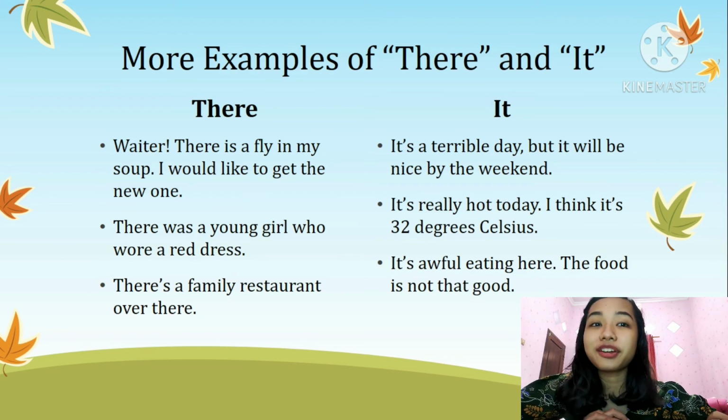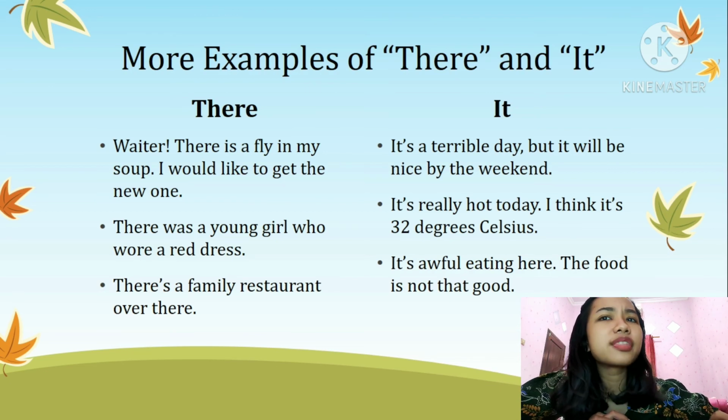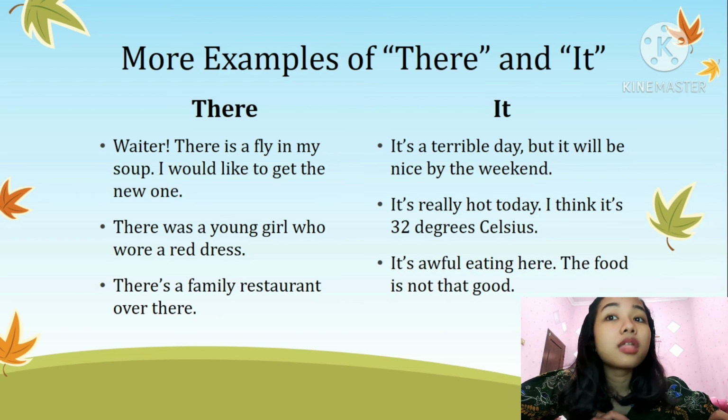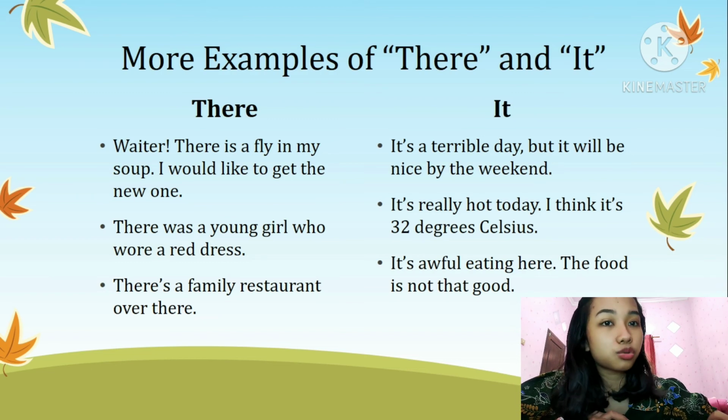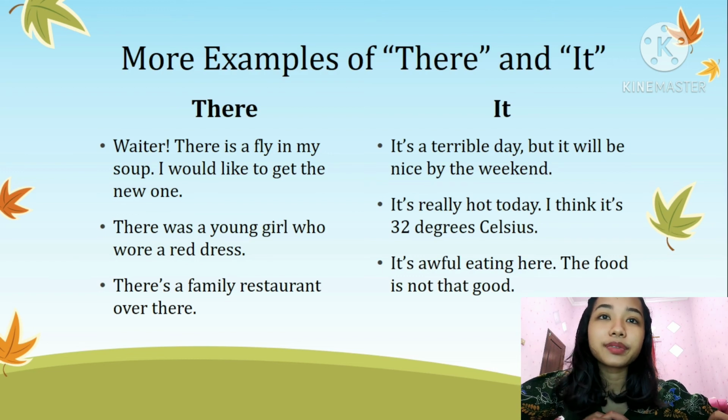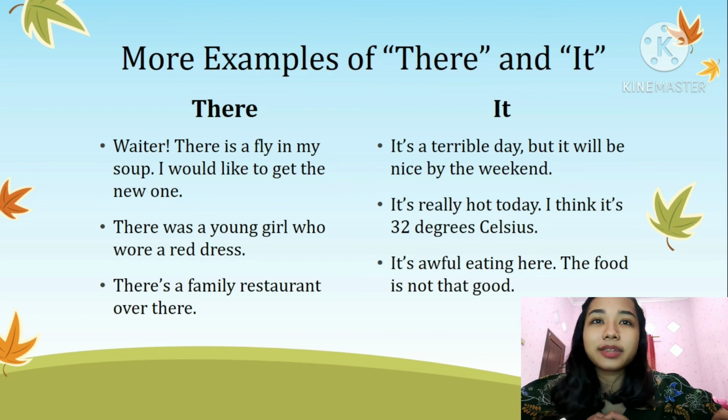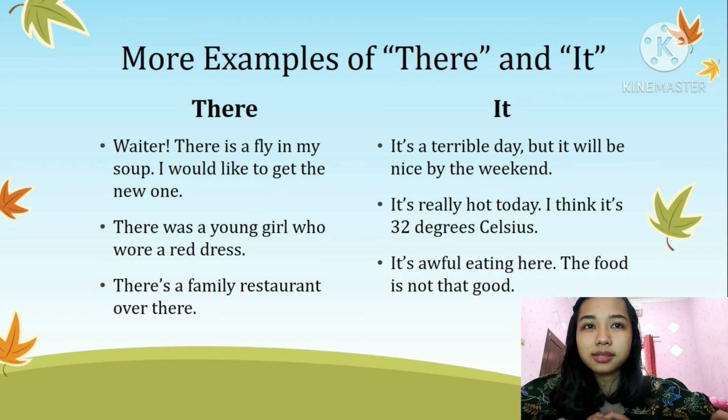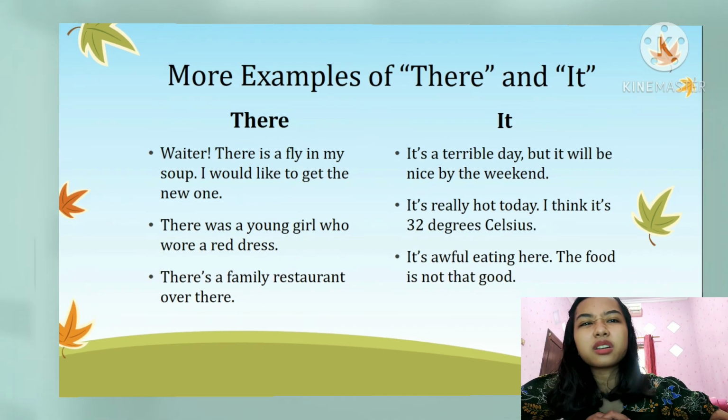Let's start with "there". Waiter, there's a fly in my soup. I would like to get a new one. There was a young girl who wore a red dress. There's a family restaurant over there. Now, let's see more examples with "it". It's a terrible day, but it will be nice by the weekend. It's really hot today. I think it's 32 degrees Celsius. It's awful eating here. The food is not that good.